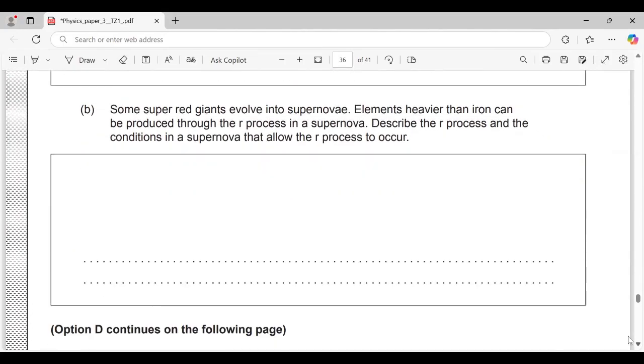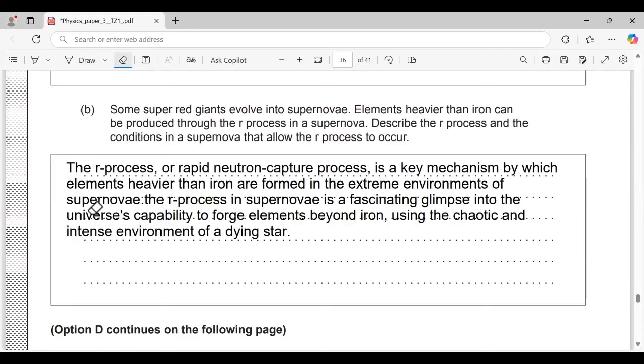Next. Some super-red giants evolve into supernova. Elements heavier than iron can be produced through the r process in a supernova. Describe the r process and the conditions in a supernova that allow the r process to occur. I have provided also my explanation, my opinion. Right, let's move to the next number.